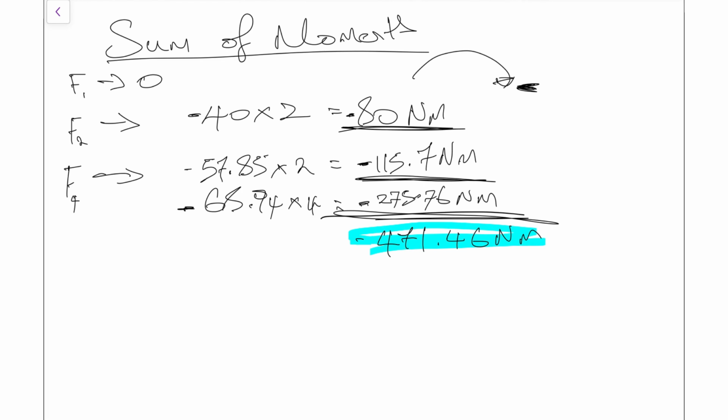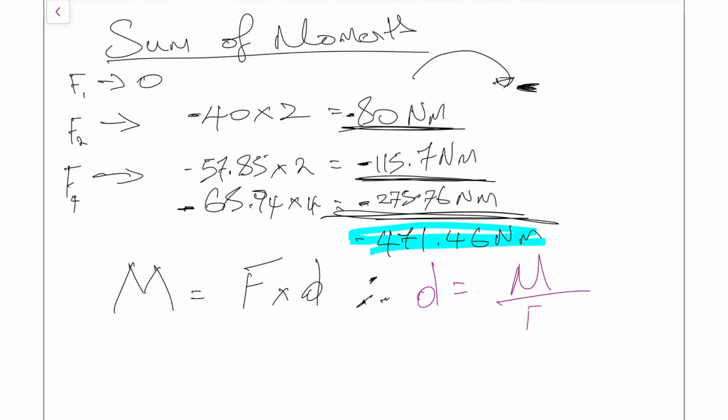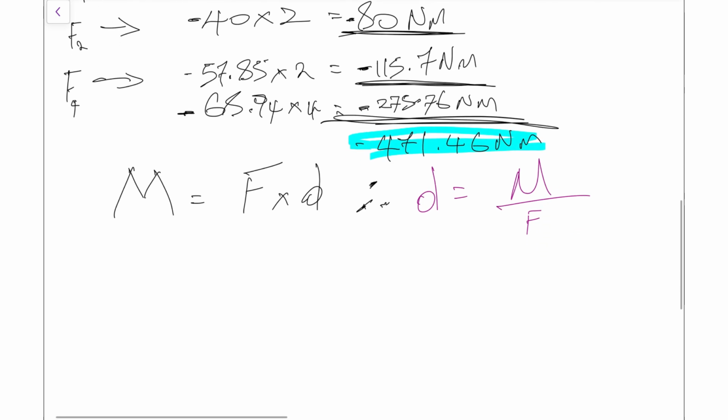Right, so now that we have the total moments, all we need to evaluate now is where we will place that line of action, and it's the perpendicular distance that we need. So because moments can be calculated using force times perpendicular distance, then all we have to do is simply reorganize this formula to get the distance equals our moment divided by our force. And we have both of those values. The force that we're talking about is the resultant, and the moment is what we just calculated.